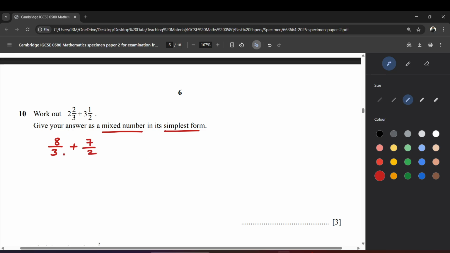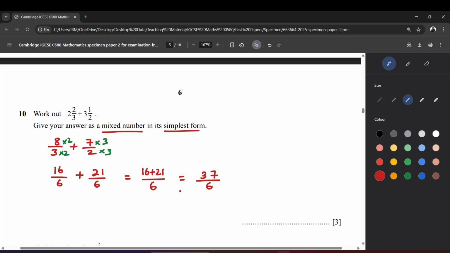So 7 upon 2. Now in order to add them, my denominators should be the same, right? So the LCM of this is going to be 6. I'm going to multiply this with 3, this with 3, this with 2, and this with 2, so that my denominators can be the same. Now, 8 times 2 is 16, and 3 times 2 is 6, plus 7 times 3 is 21, and 2 times 3 is 6. You can write them in a single fraction. So we have 16 plus 21 upon 6. 6 plus 1, that is 7, and this is 3.